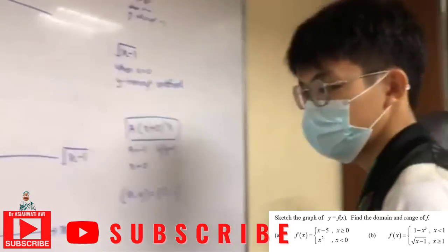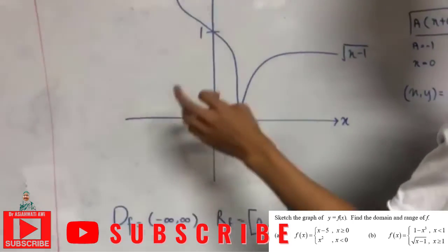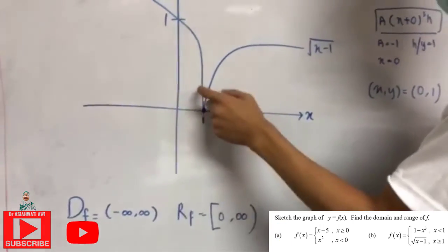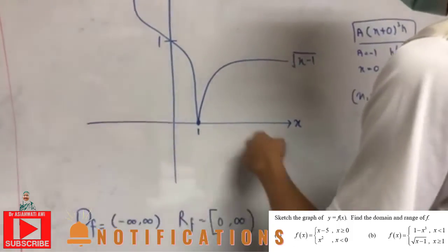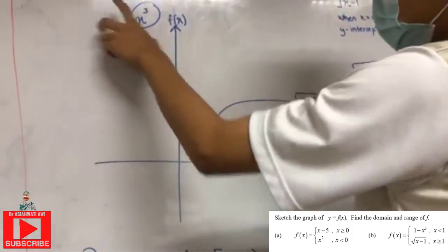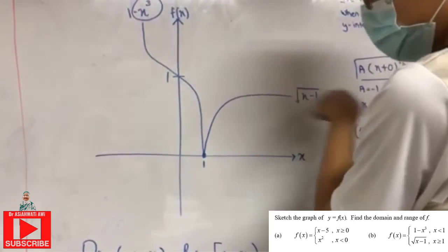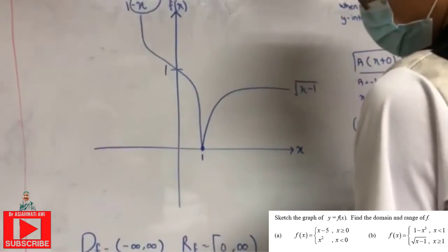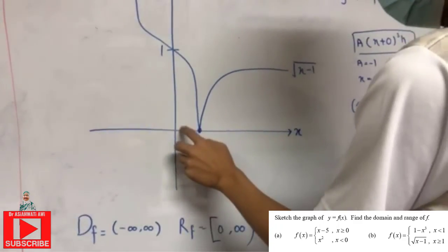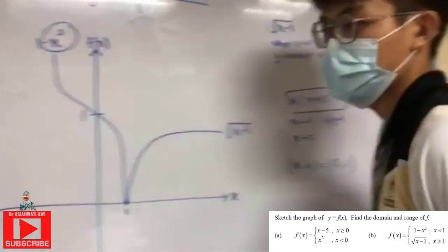Okay, so next thing we need to find the domain of these two graphs and the range of both graphs. So domain is negative infinity to infinity because this one can extend upwards and extend horizontally. So the range of these two graphs is 0 to infinity.